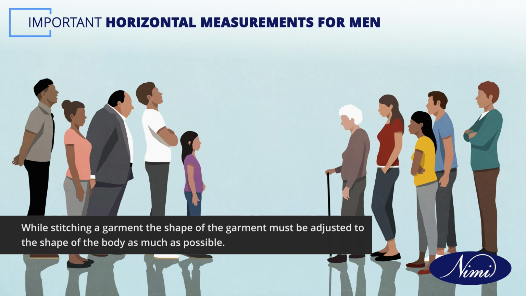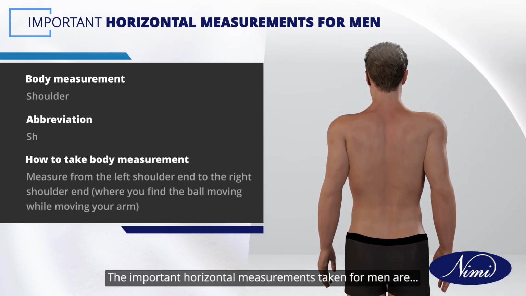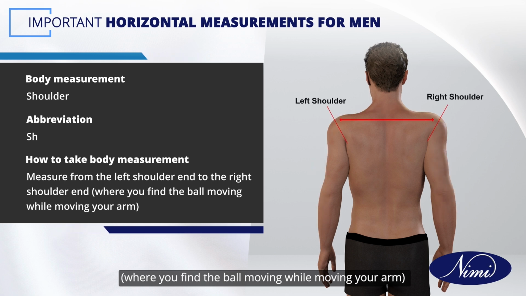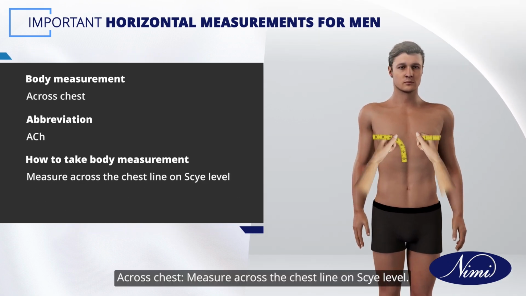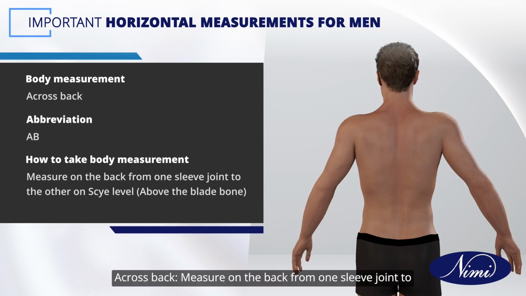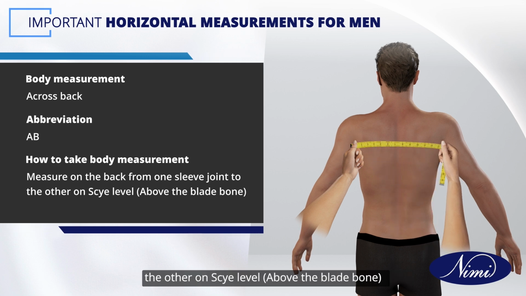The important horizontal measurements taken for men are shoulder. Measure from the left shoulder end to the right shoulder end where you find the ball moving while moving your arm. Across chest. Measure across the chest line on thigh level. Across back. Measure on the back from one sleeve joint to the other on thigh level, above the blade bone.